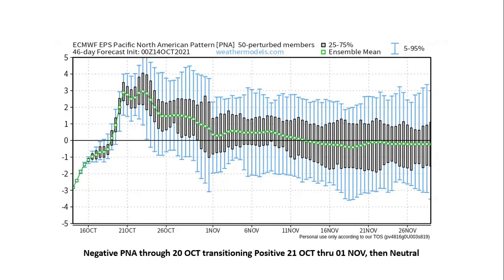European EPS PNA, 50 perturbed members, out 46 days, out to the 28th of November. Note the negative PNA through the 20th of October, and that's going to transition again to the positive phase, 21 October through 1 November. And then it comes back down towards neutral conditions.